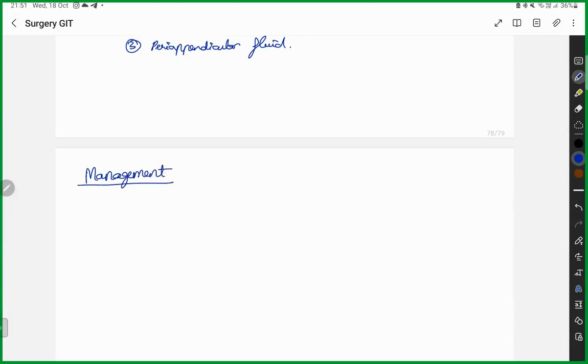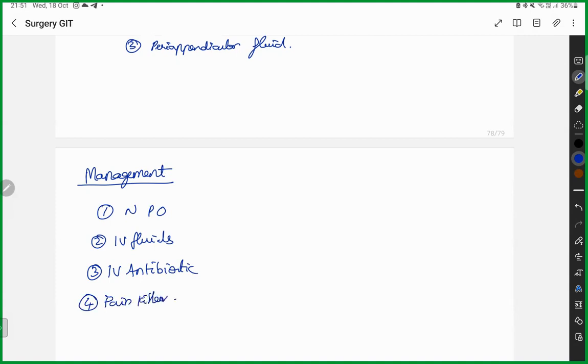So what is your management? First start with NPO for the patient. Then give IV fluids. Number 3, IV antibiotics, the common ones. Then you are going to give painkillers for the patient. Then for the purpose of appendicectomy, you're going to go either for lap appendicectomy or open appendicectomy.